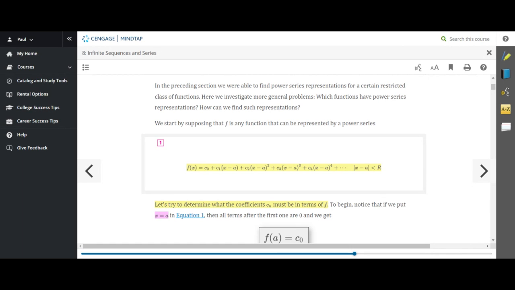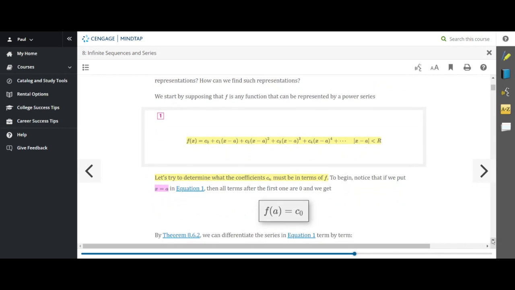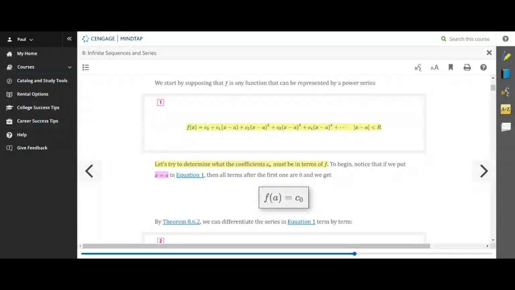And so c sub 0 would equal f of a. So now we've determined a value for that first constant, and that's a general formula: c sub 0 equals f of a. Are there any questions so far? Okay, well then let us proceed on.